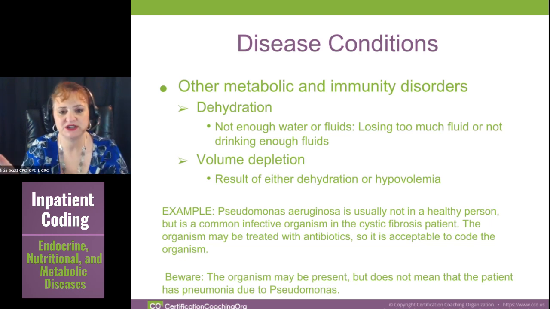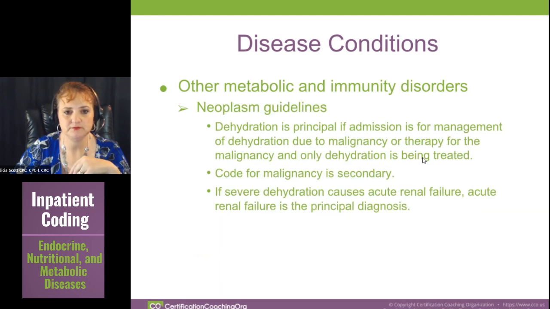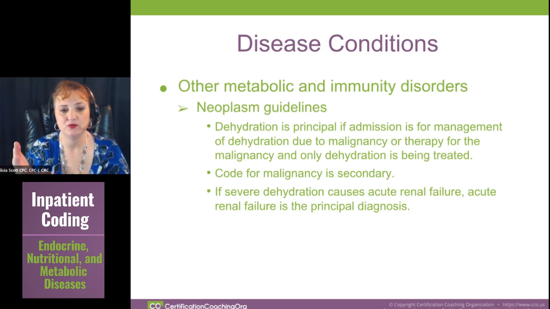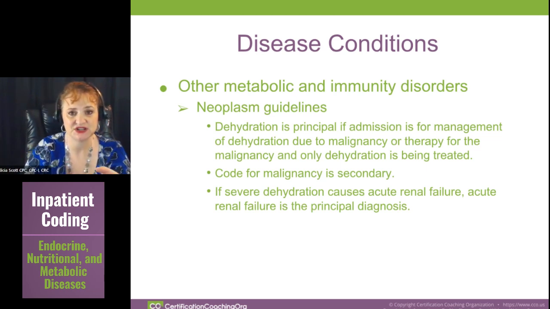Ultimately, you just don't have enough fluid in the body for the body to work at peak volume. Now, volume depletion is either because we had dehydration or hypovolemia. Something else is happening in the body that we don't have enough plasma. Okay. Metabolic and immunity disorders, neoplasm guidelines are going to be very specific here. Dehydration is a very common reason why a person is admitted inpatient. But we don't just get dehydration for no reason. So they may be admitted due to the dehydration, but what's the underlying cause of the dehydration?